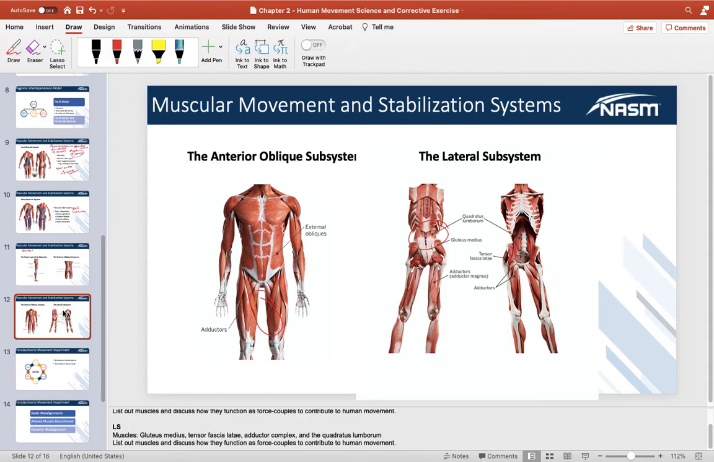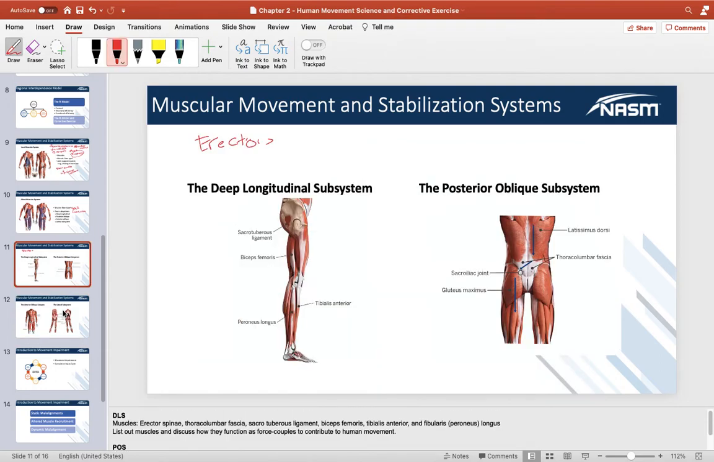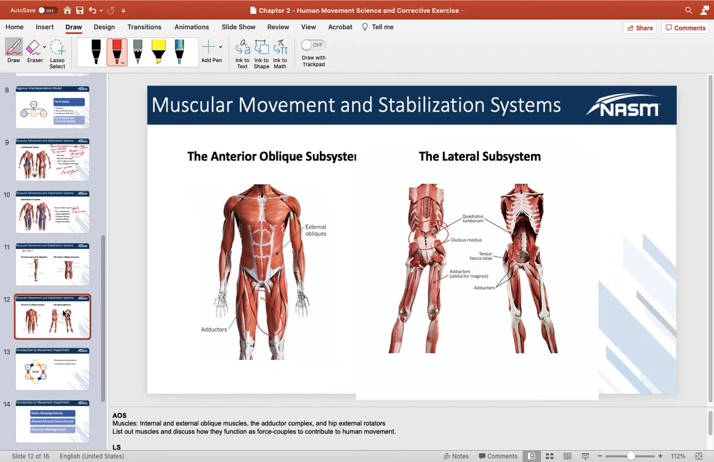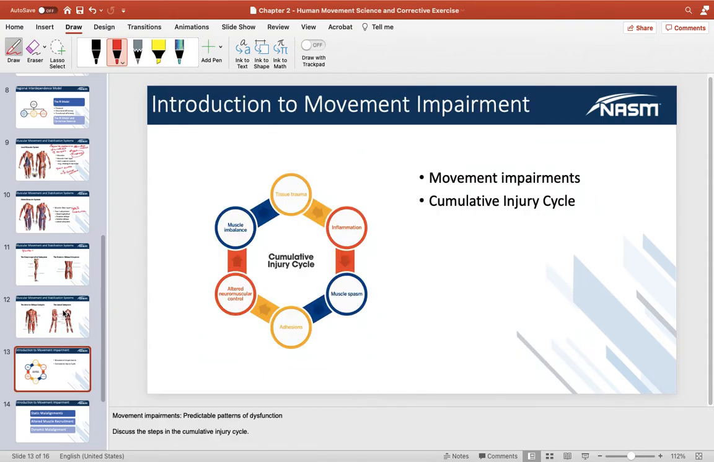All right, so again, your 4 subsystems. Going back, you have your deep longitudinal, posterior oblique, and then you got your anterior oblique, and then your lateral subsystems here. Okay. So now, again, what happens in terms of movement impairment? Well, we have to understand that it has to start somewhere.